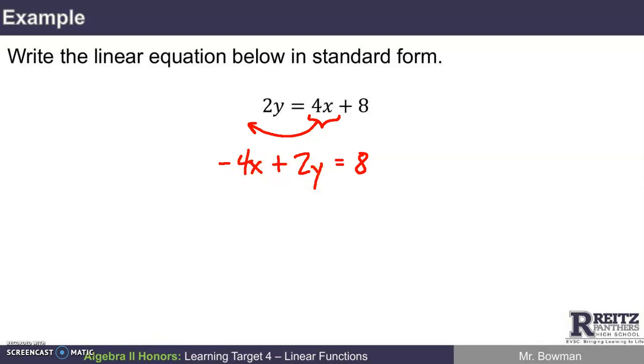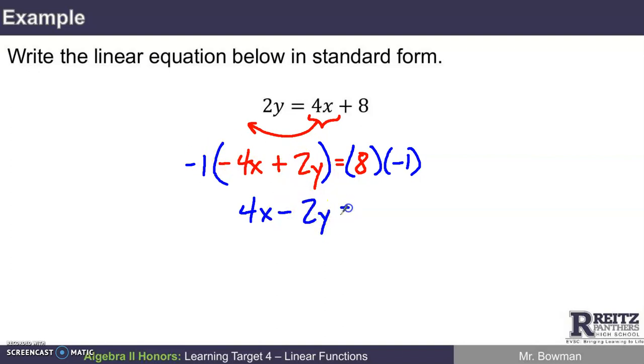That's good. What is not good, at least one thing that's not good, is that I have a negative for my a term. So let me multiply everything here by negative 1. I want to change that. I want to make this positive 4x. It would be minus 2y now. And that would have to equal negative 8, wouldn't it?